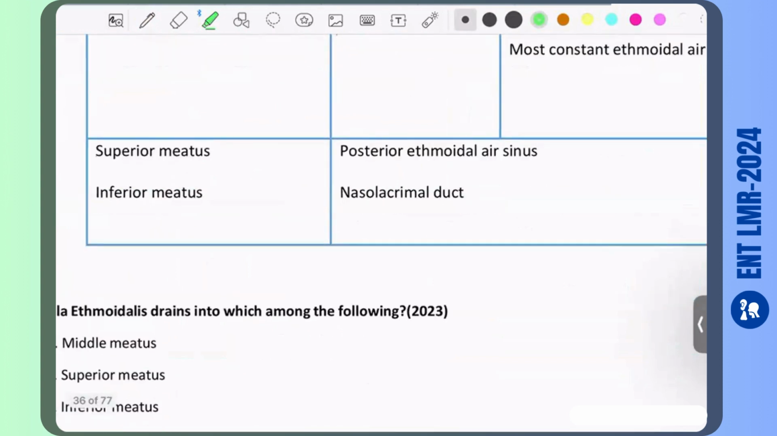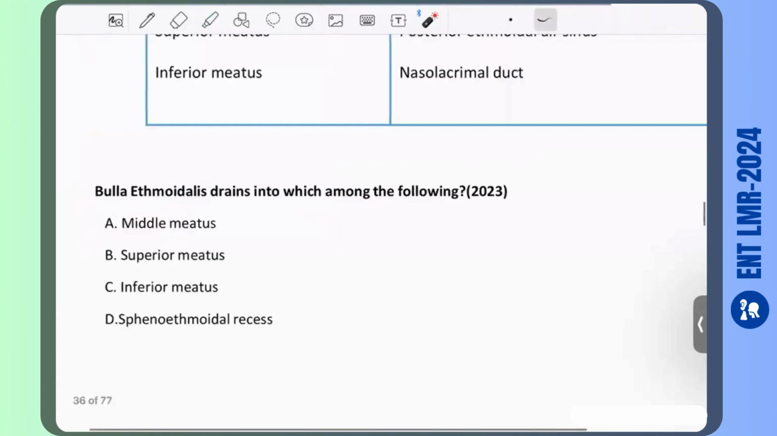Now, almost all the sinuses will open into the middle meatus. So what else will open into the superior meatus? The posterior ethmoidal sinus will open into the superior meatus. The nasolacrimal duct will open into the inferior meatus. Very important. See here, bulla ethmoidalis drains into which among the following? It drains into the middle meatus or osteomeatal complex.